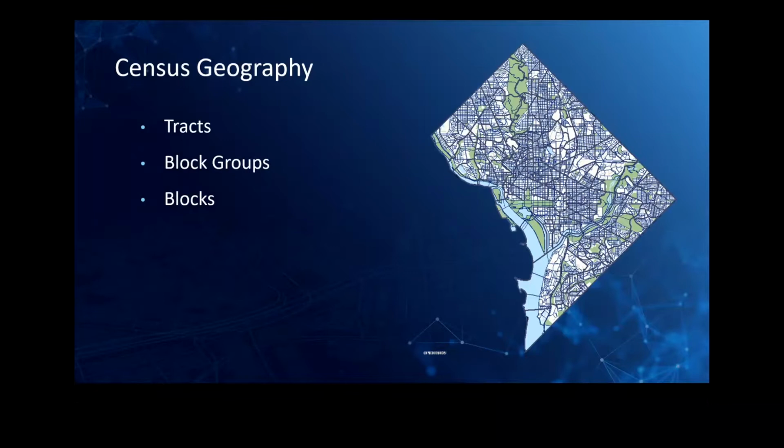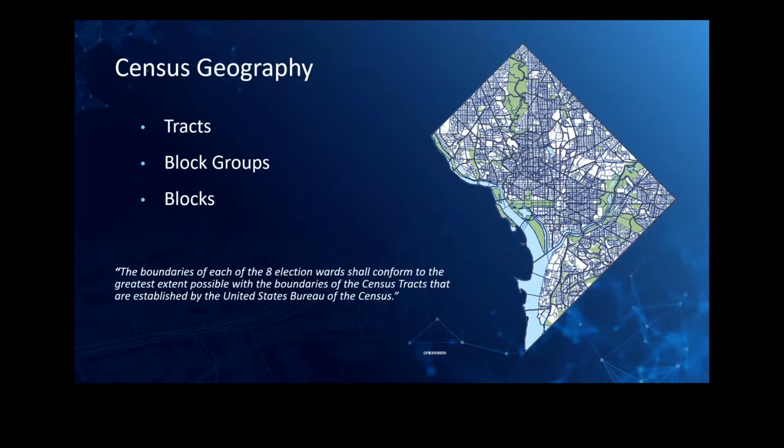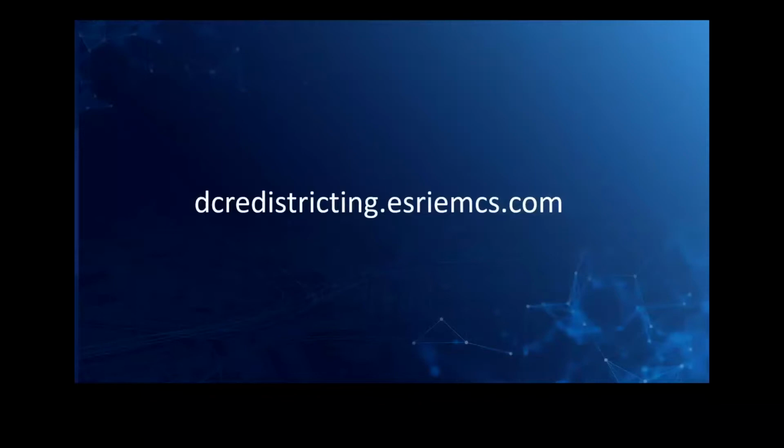So let's start working with the application itself. DC Redistricting Online runs entirely in your web browser. So open your computer's web browser and type this address into the address bar. It's dcredistricting.esriemcs.com. You might also want to bookmark it for future reference.